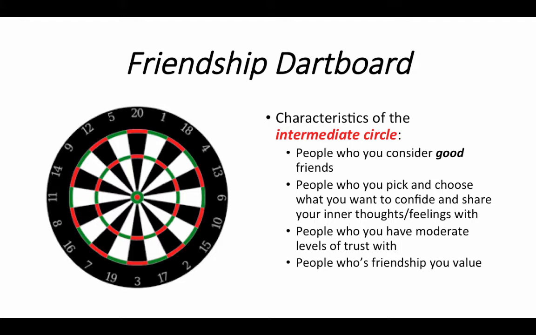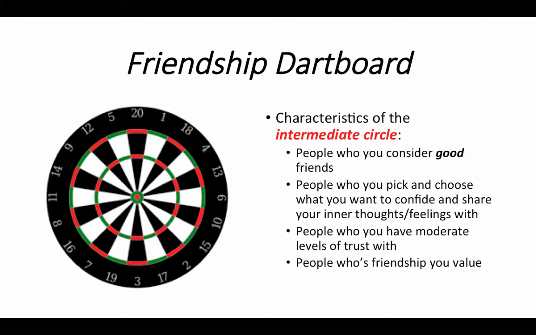All right, we talked about the inner circle. Now let's talk about the intermediate circle. Just to review real quick. The intermediate circle, if you're looking on your dartboard on the left, is the blue and green alternating circle that is the smaller of the two circles. It's not the bullseye, it's not the outer one, but it is the intermediate one.